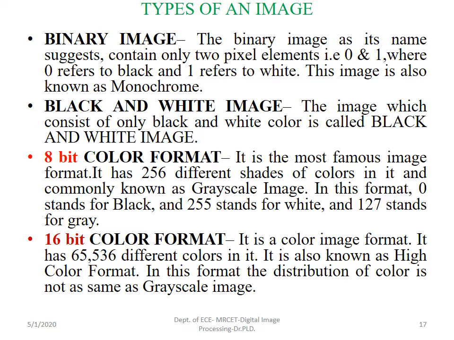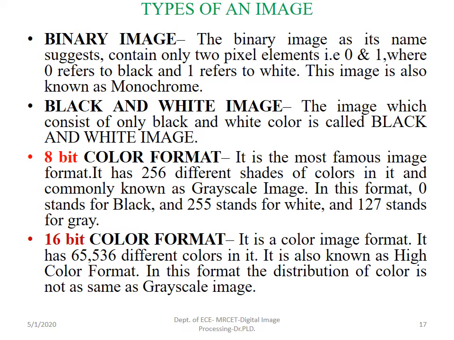Suppose let us consider the depth of the pixel as 8 bits. If an image has 8 bits per pixel, how many gray levels are possible in that particular image? 2 power 8 gray levels are possible. 2 power 8 is equal to 256 gray levels. So the range of gray levels present in that image is 0 to 255. Totally 256 gray levels are possible.